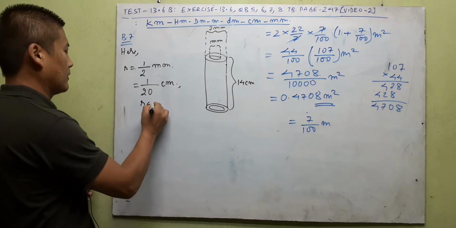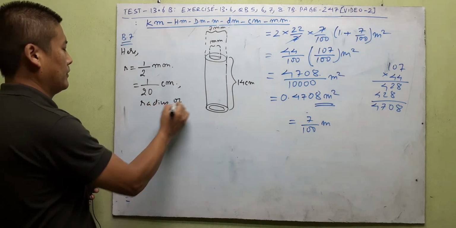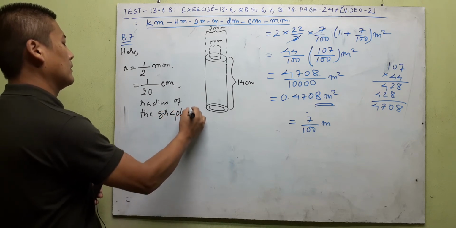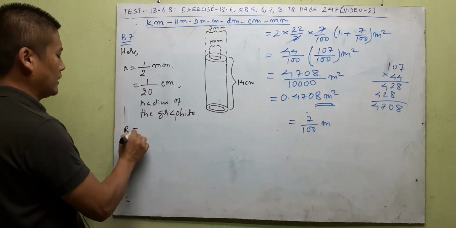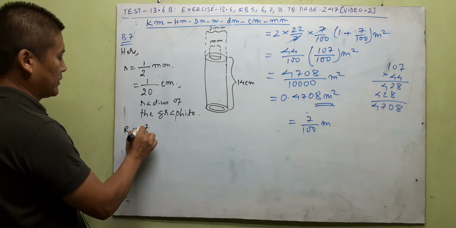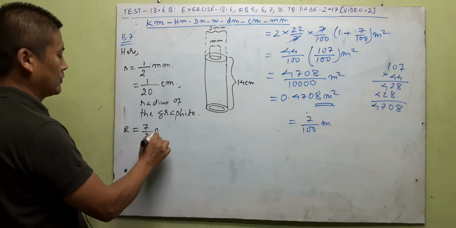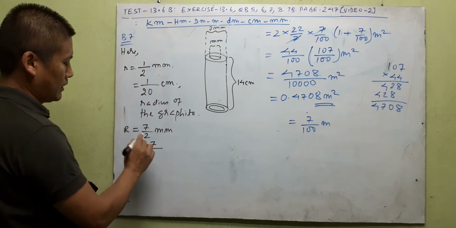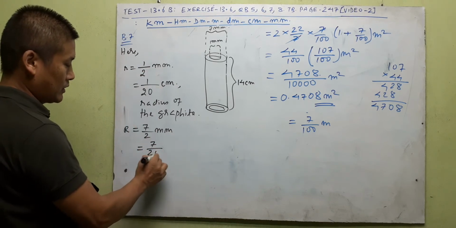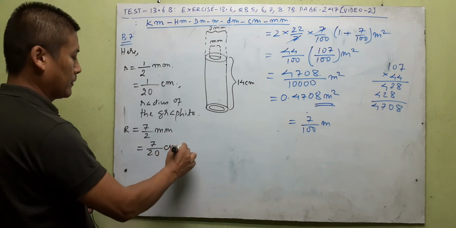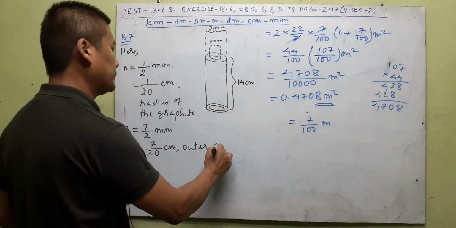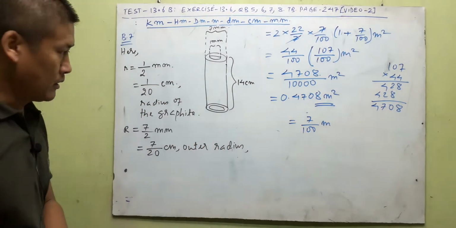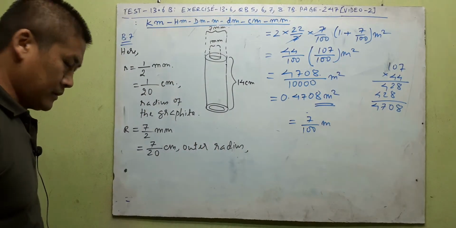radius of the graphite part, or the graphite simply, and capital R is equal to, outer diameter is 7, so 7 divided by 2 millimeter, and just as you did for this, it will be 7 divided by 2, and divided by 10 means 20, and centimeter. This is simply the outer radius, that means the wooden part outside radius, okay, outer radius.